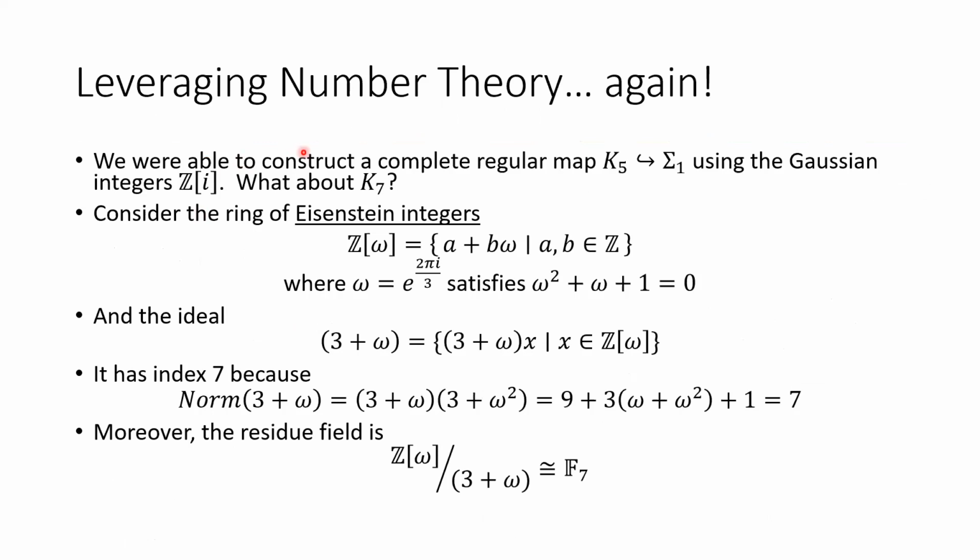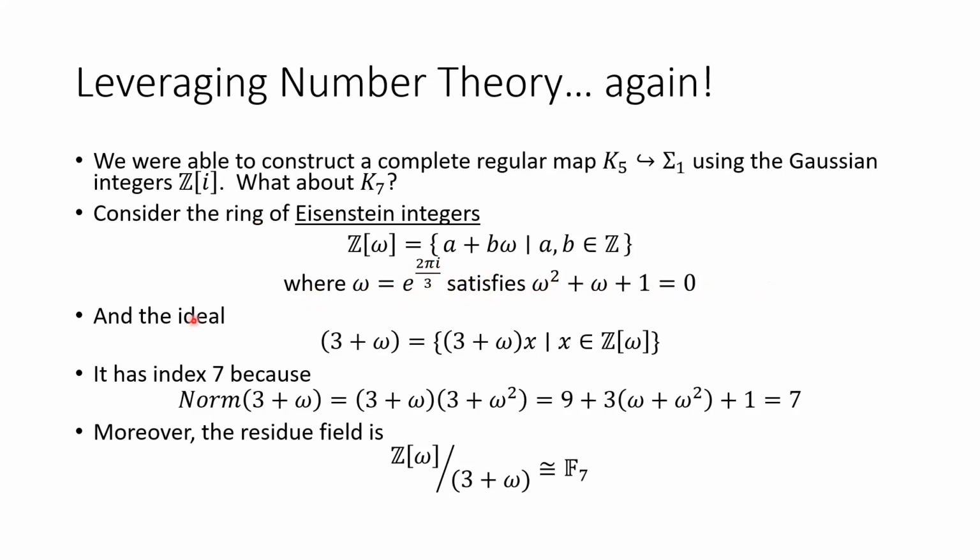So we were able to construct a complete regular map K5 embedded inside of the torus using the Gaussian integers, Z[i]. What about K7? We can leverage number theory again to get a complete regular map with underlying graph K7. This time, instead of the Gaussian integers, let's consider the Eisenstein integers. So Z[omega] is the set a plus b omega, where a and b are integers, and omega is a primitive third root of unity. We can take omega to be e^(2 pi i/3), and it satisfies the polynomial omega squared plus omega plus 1 equals 0.